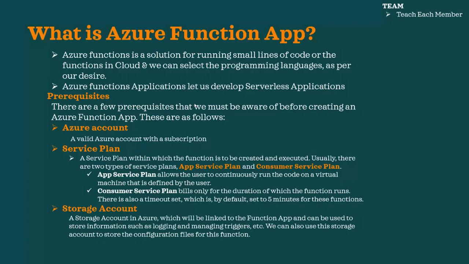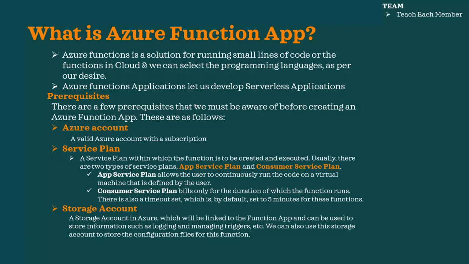These are as follows. First, an Azure account: a valid Azure account is necessary to create an Azure function. Second is the service plan. You have to choose it when you develop the function. There are two types of service plan: one is the Azure App Service plan, and the other is the Consumption plan.